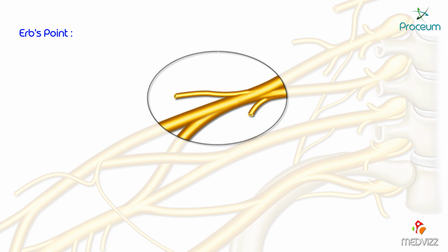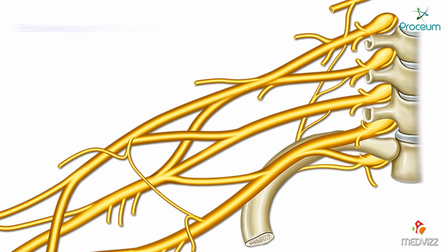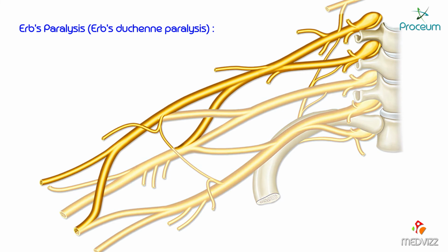It is the site at the upper trunk of the brachial plexus, approximately located 2 to 3 centimeters superior to the clavicle, where the 6 nerves meet at this point. And injury at this site causes Erb's paralysis. And what is Erb's paralysis?